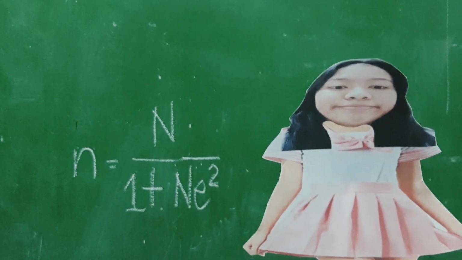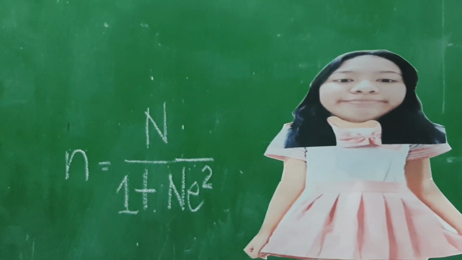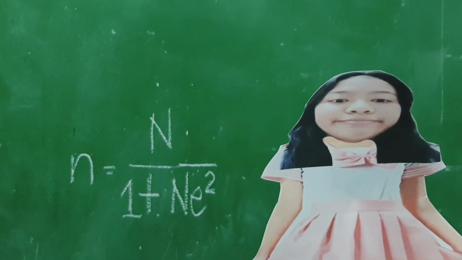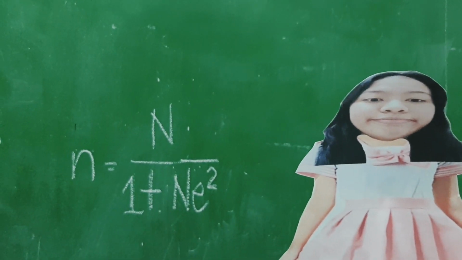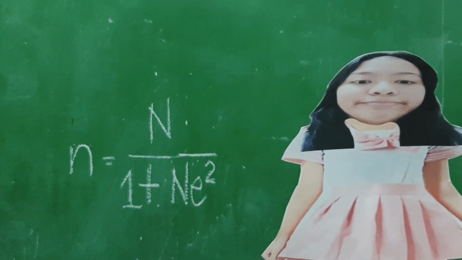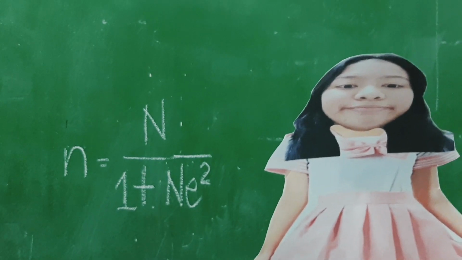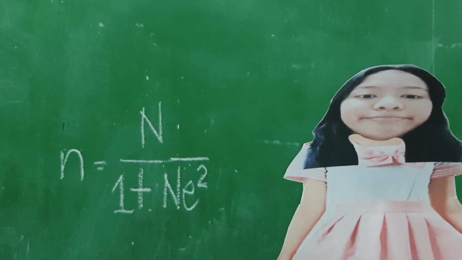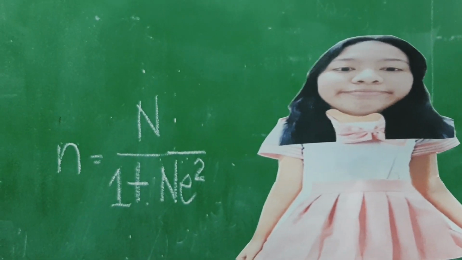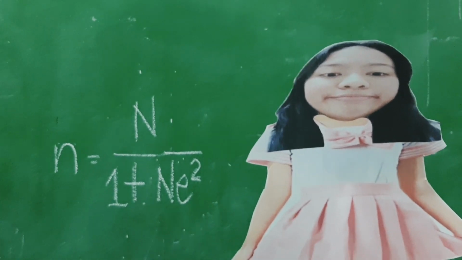Before we start, for the example of stratified sampling, we should be familiarized with the symbols. First, the big letter N represents the population. The small letter n represents the sample size. And lastly, the small letter e represents the margin of error.